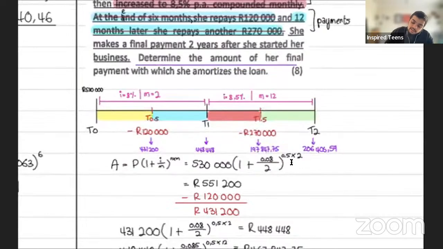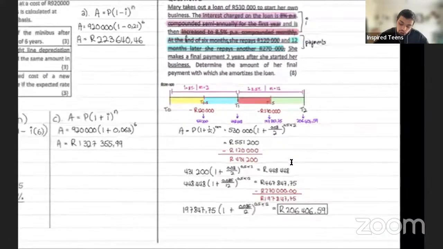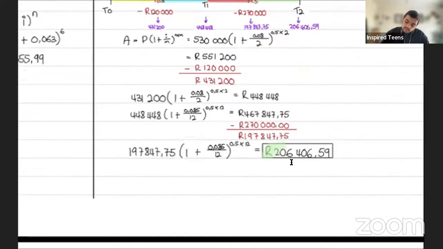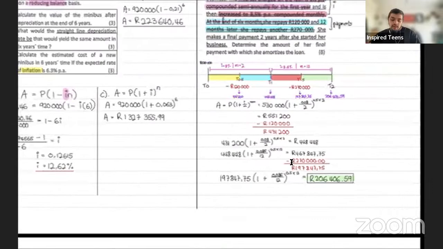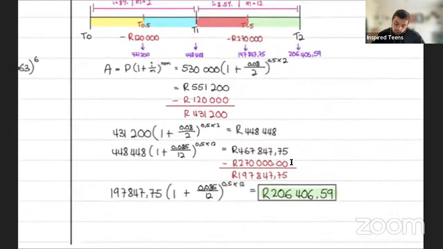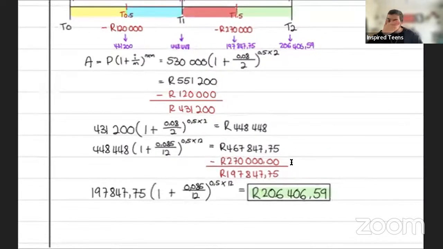Of course, if she owes them that after 2 years and they say she amortizes the loan, meaning she ends the loan, she has to pay all of that. So the amount she owes at the end is this amount. What is her final payment? They do tell us she does finish paying off the loan. Since she paid off the loan, that means she paid for everything. So she had to pay that entire amount in order to amortize the loan. Therefore, that is her final payment, $206,406.59.